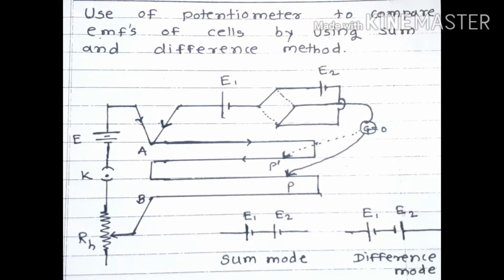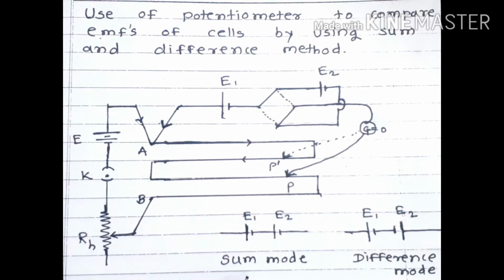The next point of current electricity is to compare the EMFs of two cells by using the sum and difference method. In the previous lecture we already studied the first use of potentiometer, to compare the EMFs of two cells by the separate cell method or individual method. Now today our aim is to study the comparison of EMFs of two cells by using sum and difference mode.